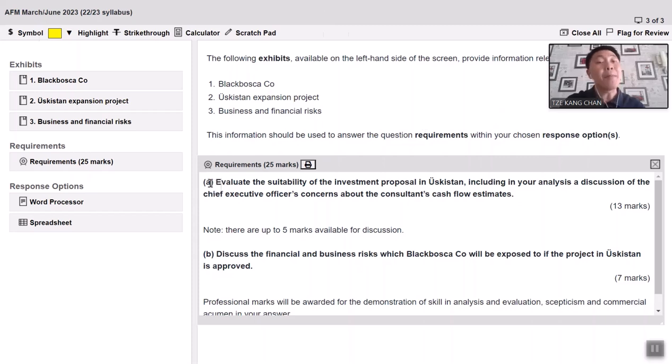As such, part A, on especially evaluating the suitability of the proposal of investment in this country, Uzbekistan, will be mainly discussed. Including in your analysis, discussions on the concern from the CEO will not be touched on in this topic explainer. And obviously, the discussions on part B pertaining to both of the risks were already mentioned a moment ago. Guys, give a try on this before referring to the model answer.